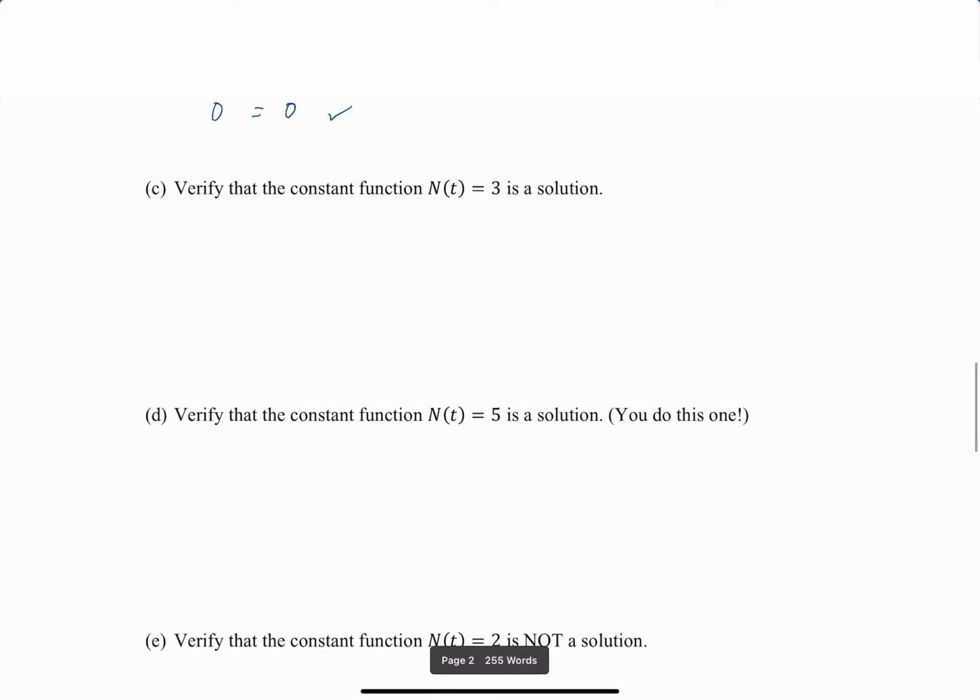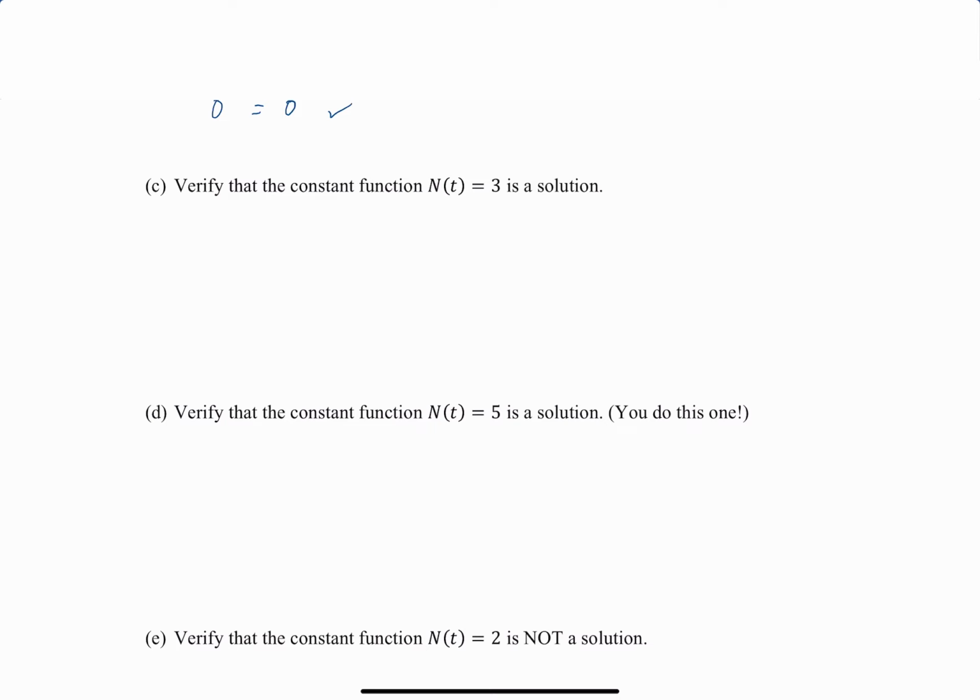Let's verify that the constant function n of t equals 3 is a solution. So d dt of 3, is that equal to 3 times 3 minus 1 times 3 minus 3 times 3 minus 5? Yep, the derivative of a constant is 0. One of the factors on the right-hand side is 0, so the product is a 0. So yeah, we have a solution.